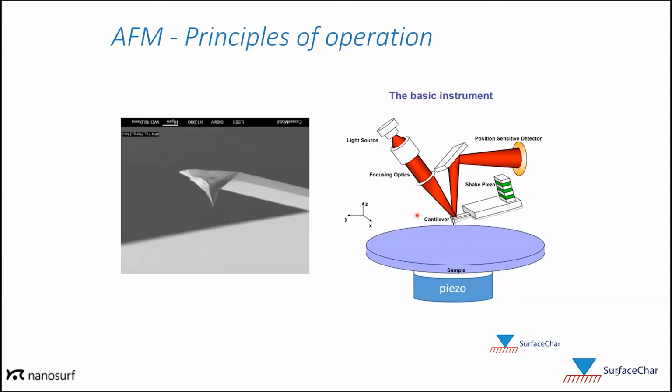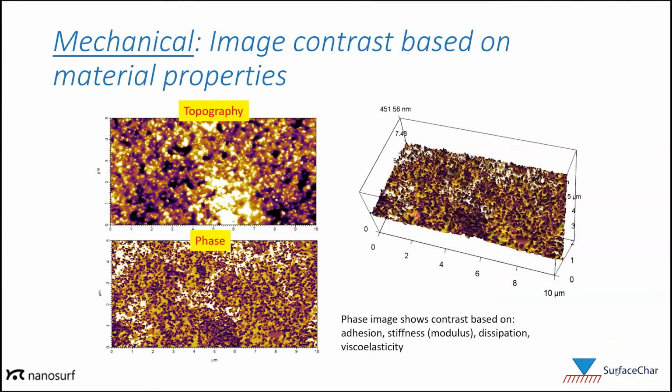So let's start with examining what the different properties we can measure are. And we're going to start with mechanical properties. Mechanical properties are actually the first properties that AFM was exploring, in addition to topography, when it was first invented over 30 years ago. And this mechanical contrast image I'm showing here is called phase imaging. It's been around since the early 90s. It's still very popular and common, often used.